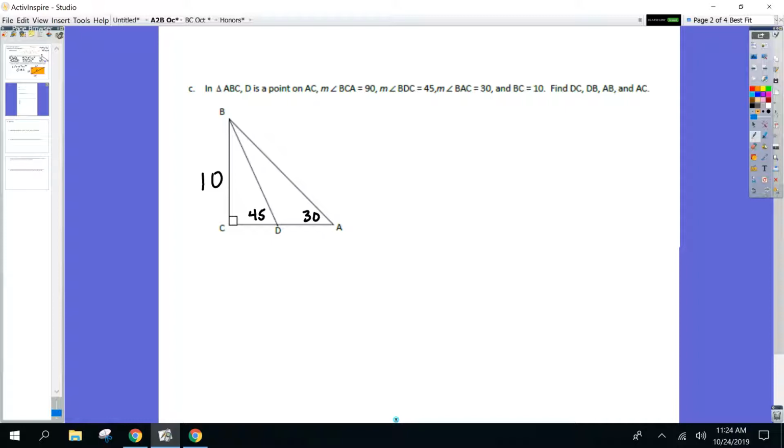Do you see any of the special types of triangles we've talked about? Name one that's up there. I see a 45, 45, 90, the one to the left, CBD. Yes? All right, so let's focus on that one. The 10 is across from what angle? 45. So guess what's going to be across from the other 45? 10. So what side's also equal to 10? DC is 10. Done.